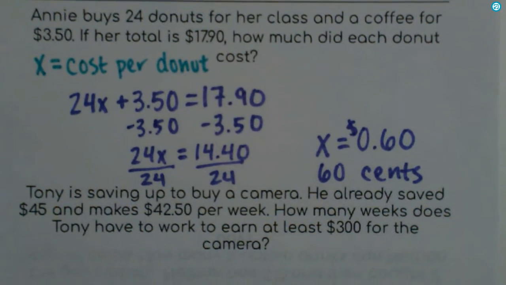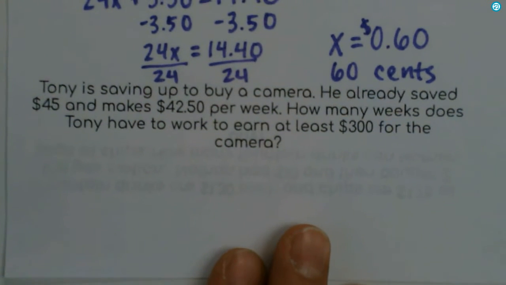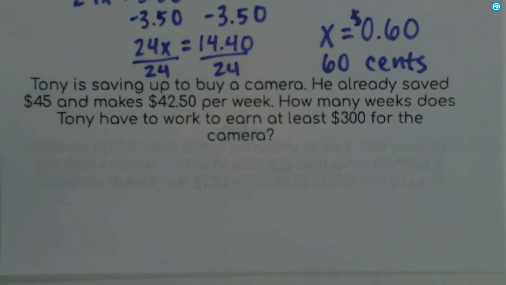Next one is Tony is saving up money to buy a camera. He has already saved $45 and he makes $42.50 per week. That word per right there is important. How many weeks does Tony have to work in order to earn at least $300 for the camera?